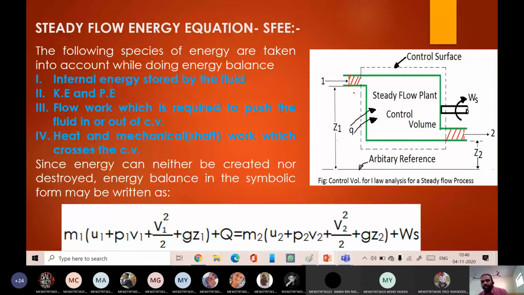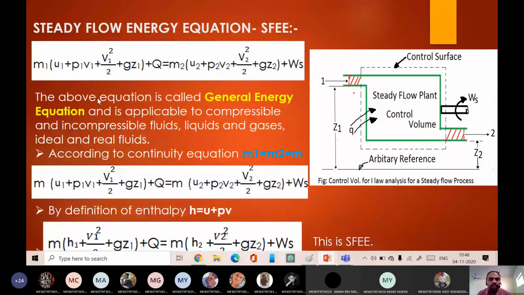Depending upon the units required, we can rearrange the terms. If you use this equation, the units you get are kilojoules directly. Suppose you want it in specific terms, what do you need to do? You need to divide the terms by the mass. So the above equation is the general equation. It is applicable for compressible and incompressible fluids, liquids and gases.